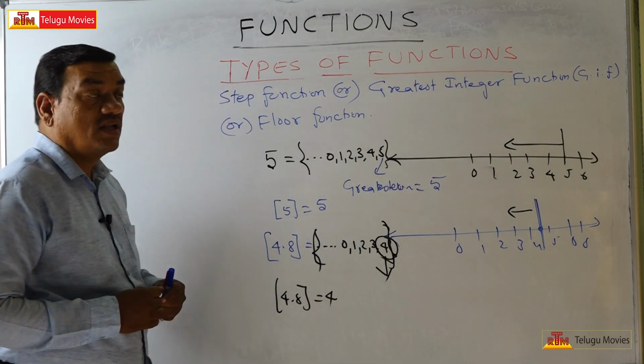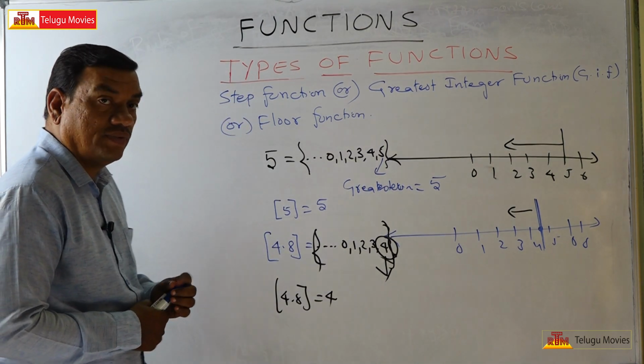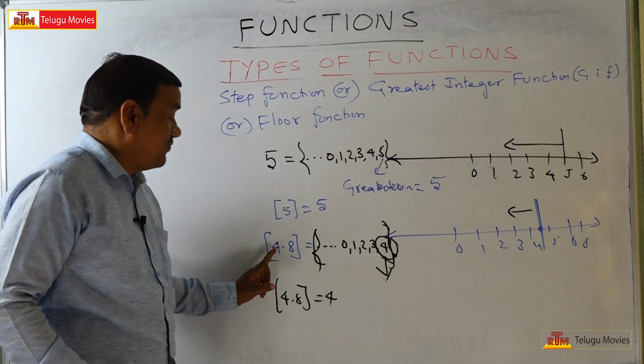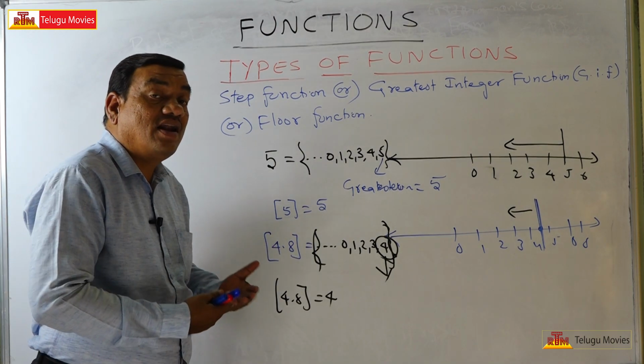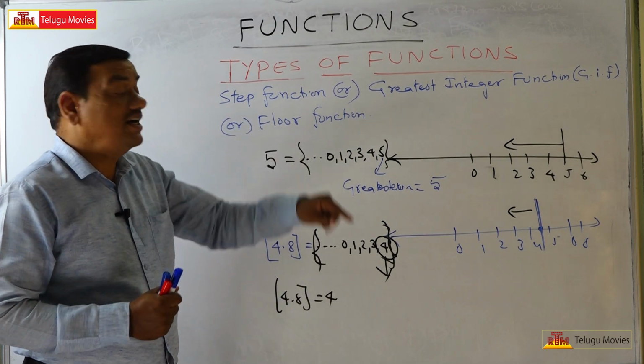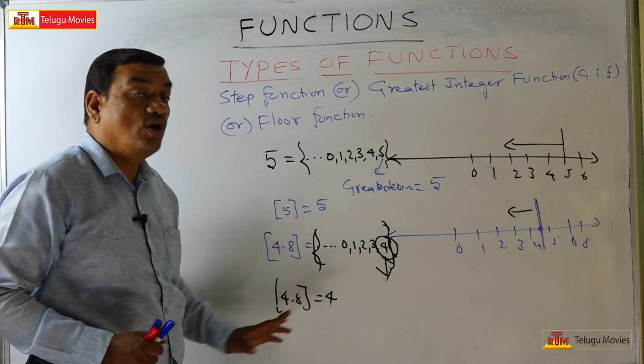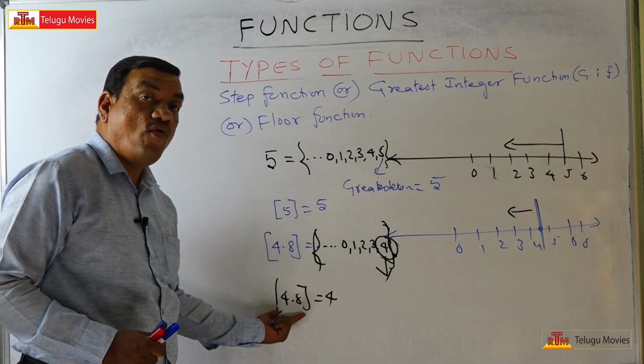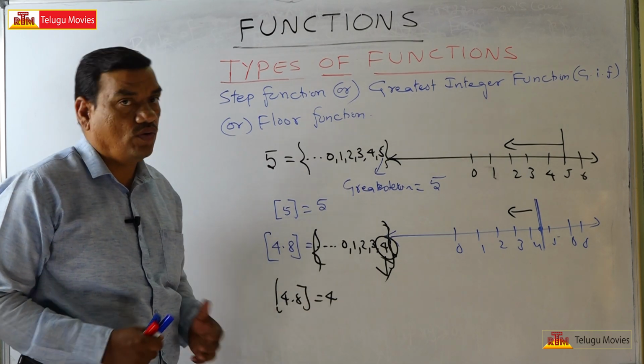That means among the integers which are less than 4.8, the greatest one is 4. So this is called step of 4.8 is equal to 4.